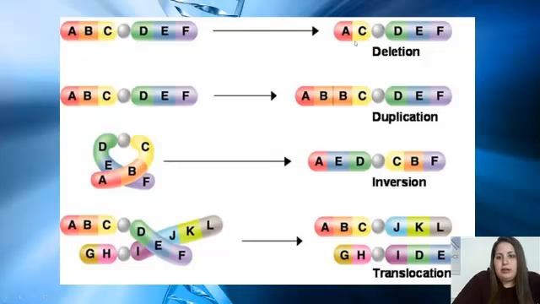So our overall chromosome mutations, we can delete. We deleted the letter B in this one. We can duplicate. We copied the letter B. We can invert. We can switch the order of all the bases. And we can translocate, where two chromosomes end up swapping genetic material. We switch our genes.